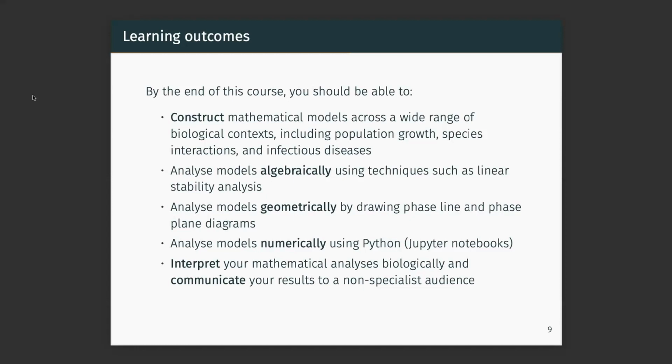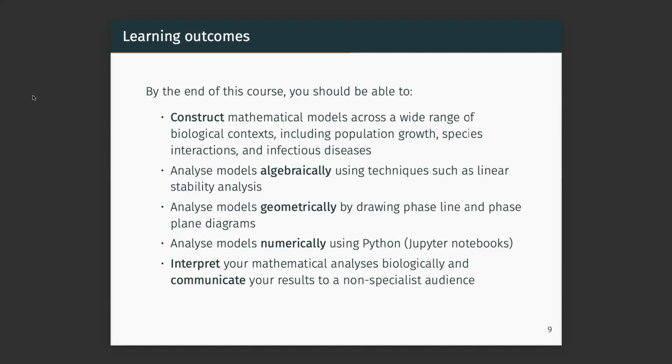Okay, the last bit, like I said earlier, is being able to interpret this mathematical analysis biologically, and importantly, to communicate your results to a non-specialist audience, okay? And this is a really, really key point that myself and others are trying to hammer home in some of the new courses here. It's all well and good doing some great mathematical analysis, and oh, look, I've shown that this particular system has a limit cycle and it's stable, blah, blah, blah. It doesn't mean anything to a non-specialist audience.